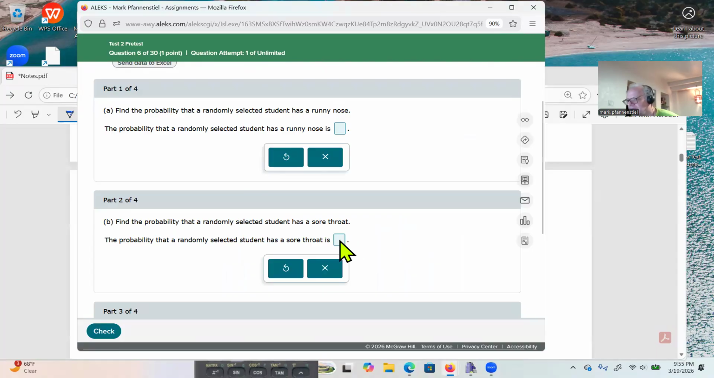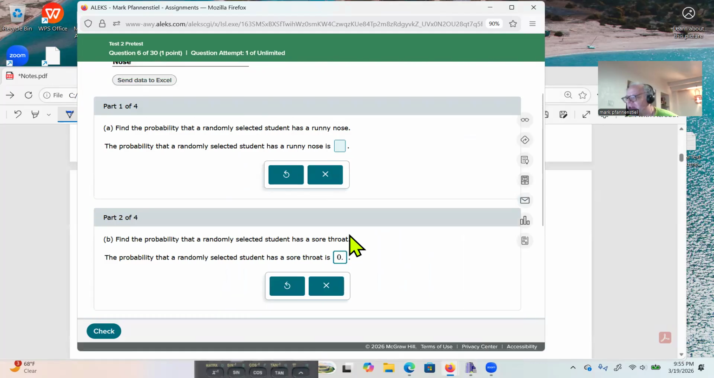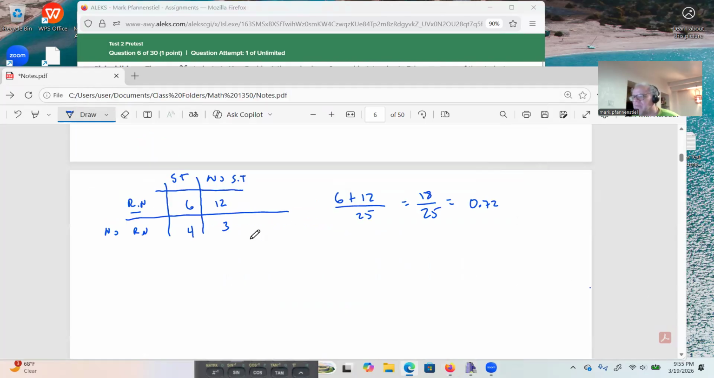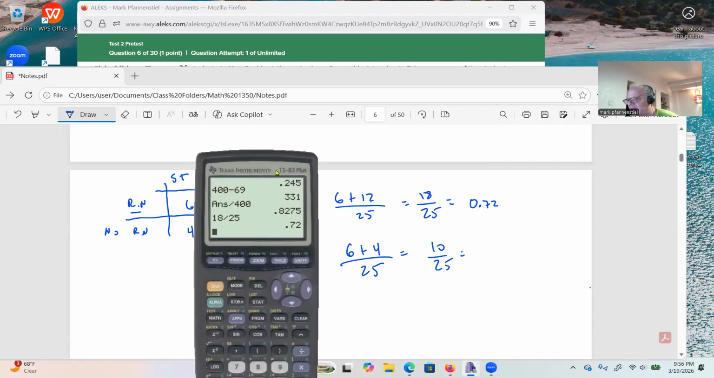So sore throat. Okay. Oh no, runny nose. We were looking at the runny nose. 0.72. Okay. How about the sore throat? For the sore throat, we're going to weed out the ones that had the sore throat. So we're going to say this is 6 plus 4 all over 25. 6 plus 4 is 10 over 25. We'll put this in a calculator: 10 divided by 25 equals 0.4.